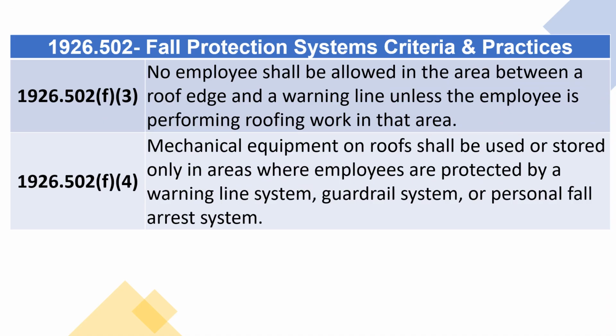1926.502(f)(3). No employee shall be allowed in the area between a roof edge and a warning line unless the employee is performing roofing work in that area. 1926.502(f)(4). Mechanical equipment on roofs shall be used or stored only in areas where employees are protected by a warning line system, guardrail system, or personal fall arrest system.